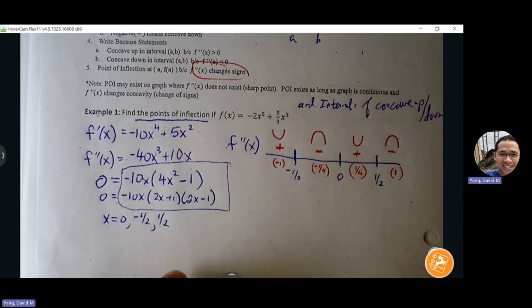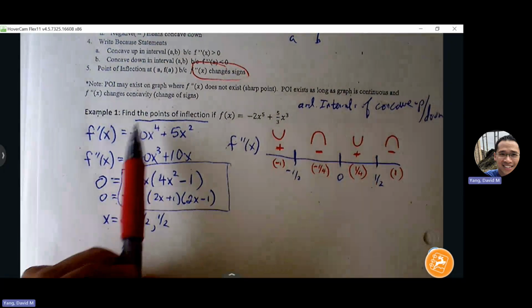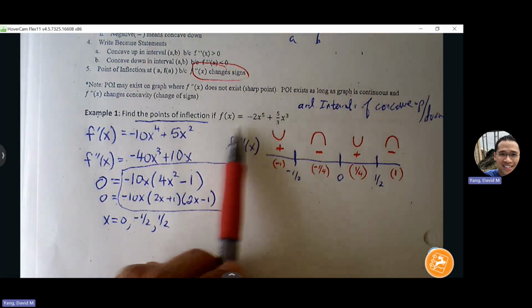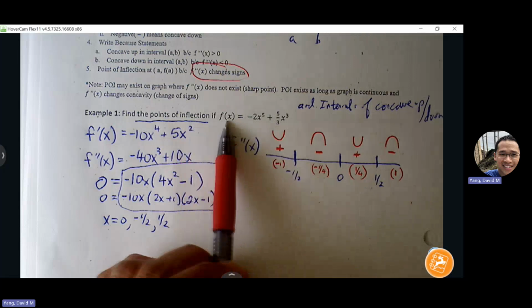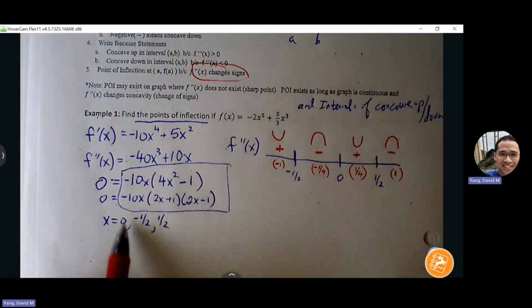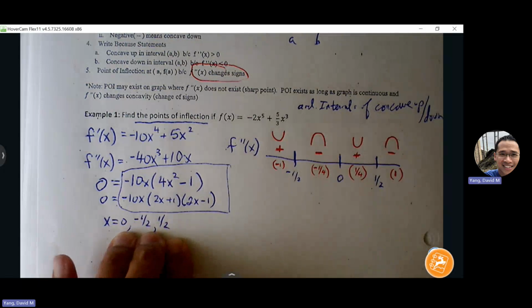Just want to point this out as a side note. If a problem like this shows up on the AP exam, it will be a multiple choice question. It'll ask you how many points of inflection you would see? And what some students would do is solve for x, and once they solve for x, they just count these as points of inflection.